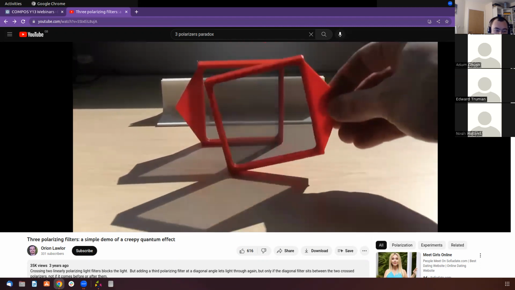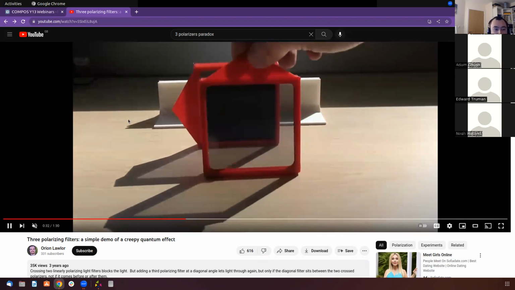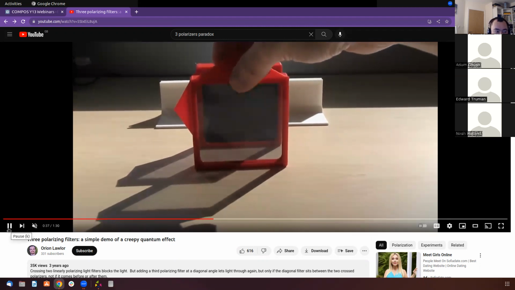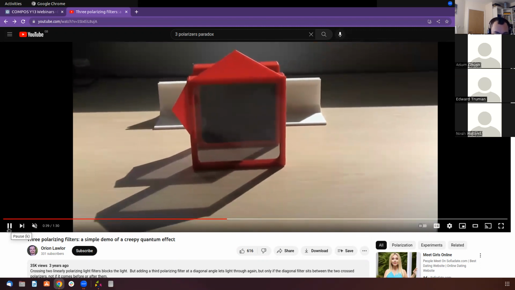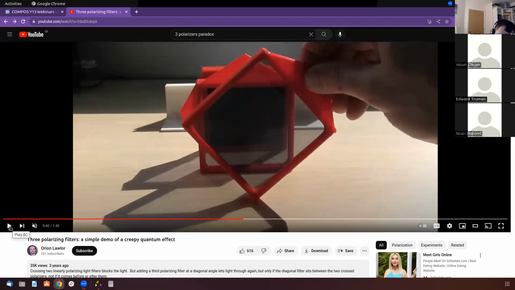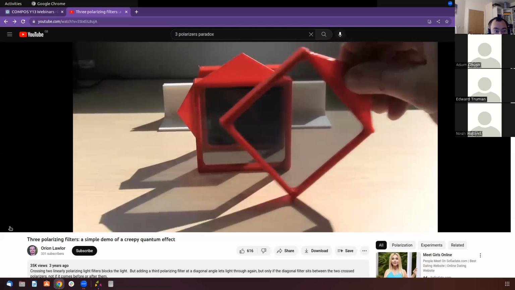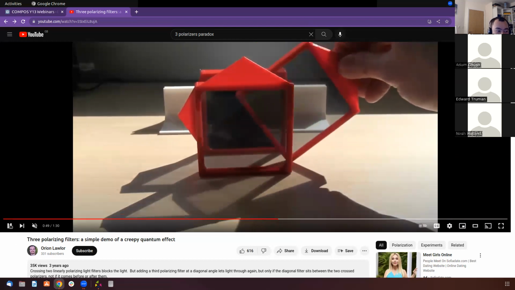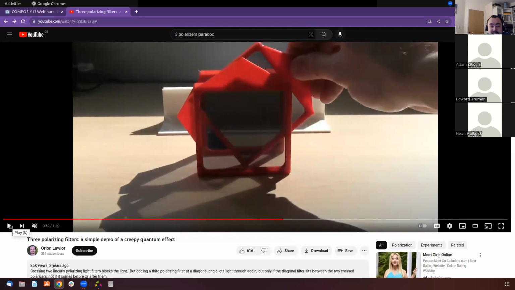Now, if you take a third polarizer and place it in front, nothing happens. No light passes through. If you place it behind the second polarizer, you still have nothing. But watch what happens when you put it in between. When you place a third polarizer at 45 degrees, you see light passing through it.